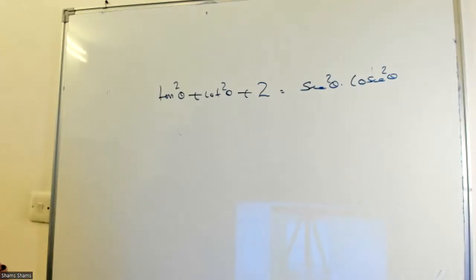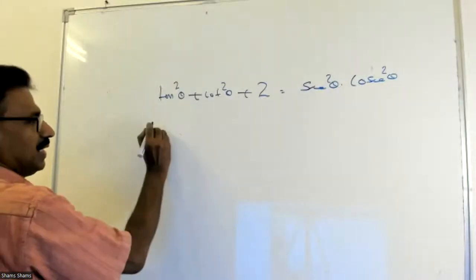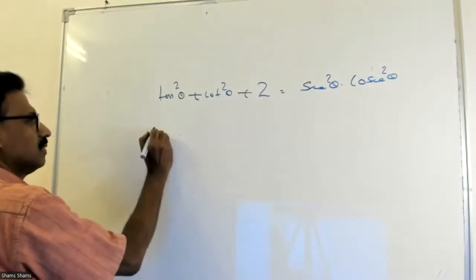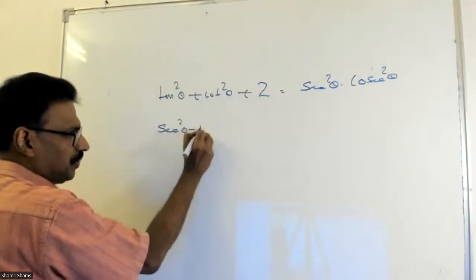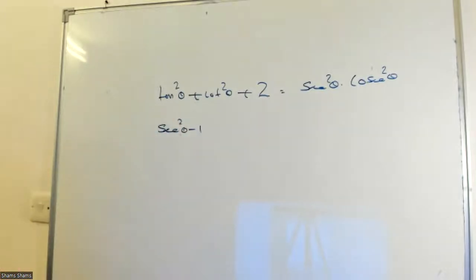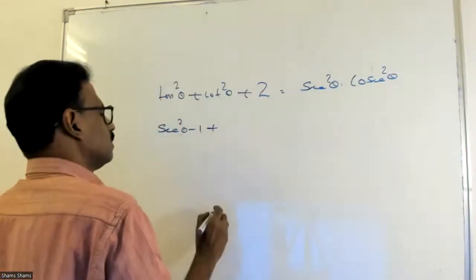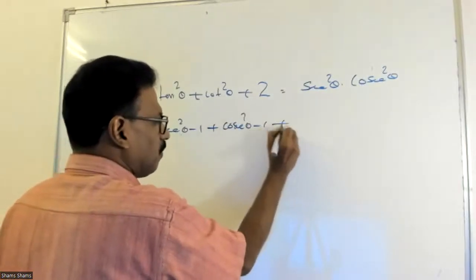So look at here. This side is sec, cosec. Tan square theta is what? Tan square theta is sec square theta minus 1, correct? Plus cot square theta is cosec square theta minus 1, plus 2.